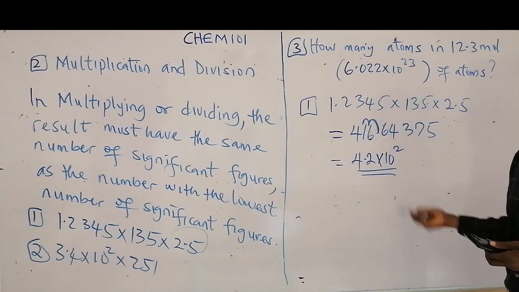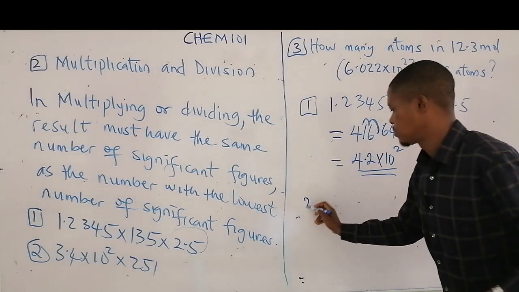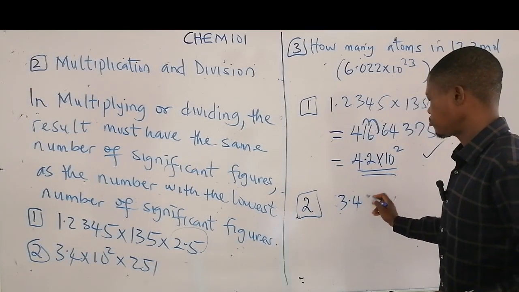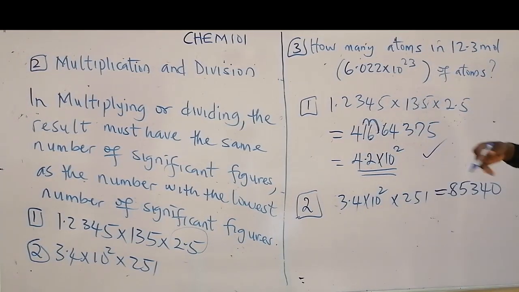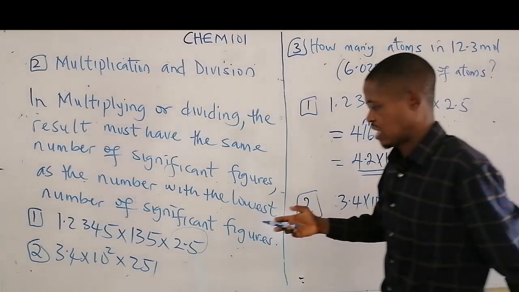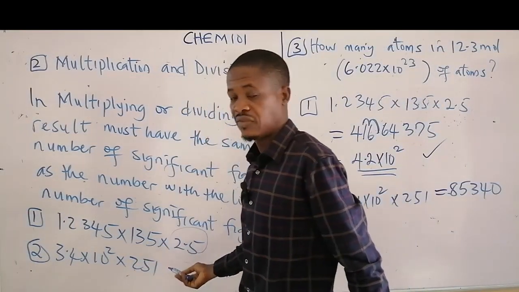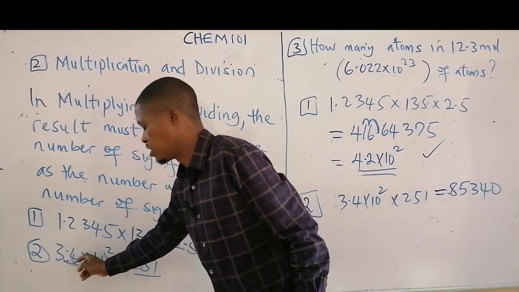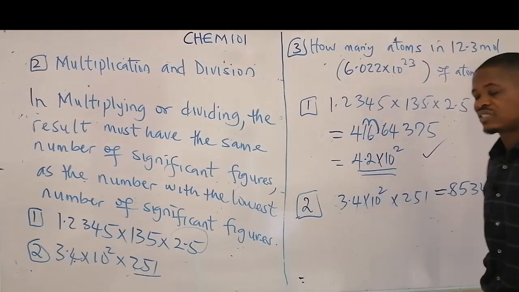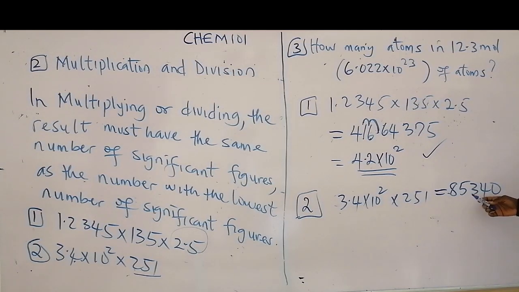That's 4.2. Yeah, the second one, we have 3.4 to power 2 times 251. Check your question, which one is having the least significant figure. This is a 3, and this is 1, 2. This is 2 significant figure. So this one was being two significant figure. And the best approach is to write your answer in scientific notation, in standard form.